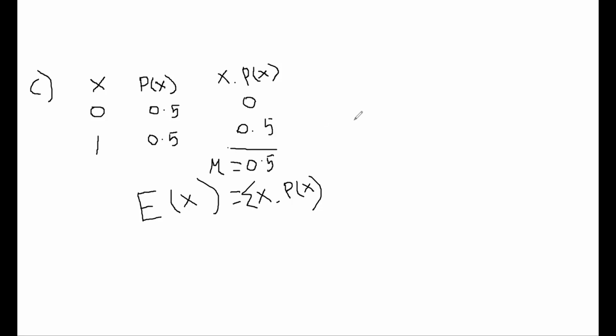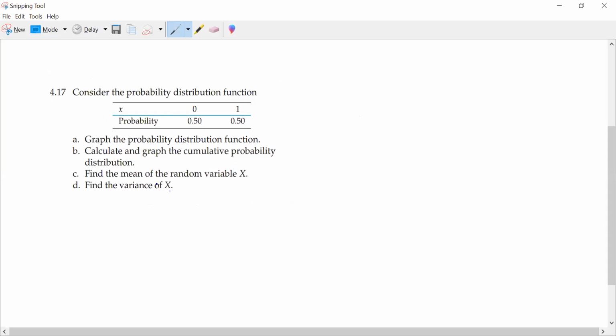Alright. So I get my mu. I'm doing this math, although it's very easy, to show you the process so that even if we have a lot of values in x, you know how to solve it, or you know how to make the table to get the final result. So I will go to the question to see the next part. D says find the variance of x.